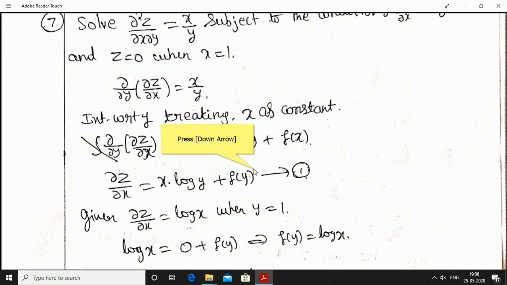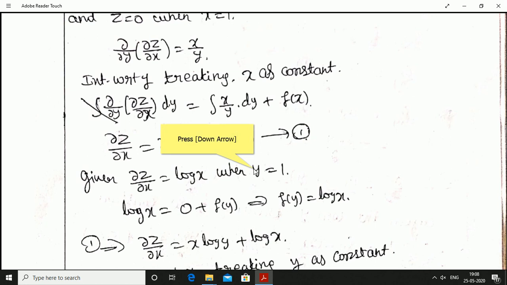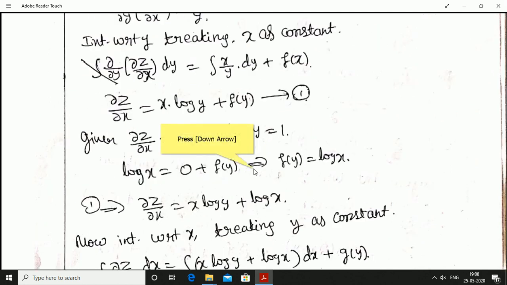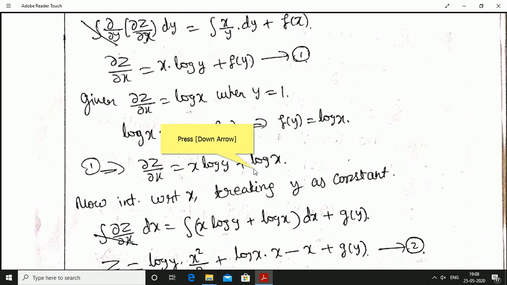Substitute f of x is equal to log x into equation 1. It is of the form del z by del x is equal to x log y plus log x. Now to remove del by del x, integrate with respect to x treating y as constant. Integral of del z by del x into dx is equal to integral of x log y plus log x into dx plus g of y.